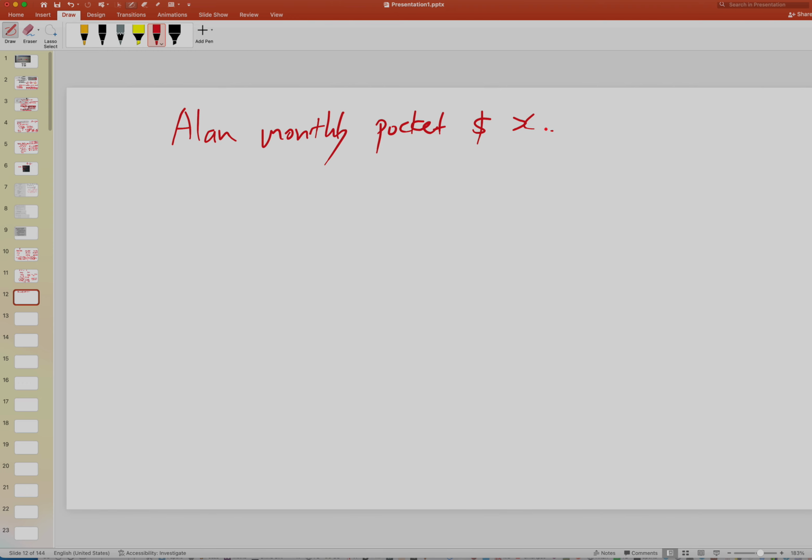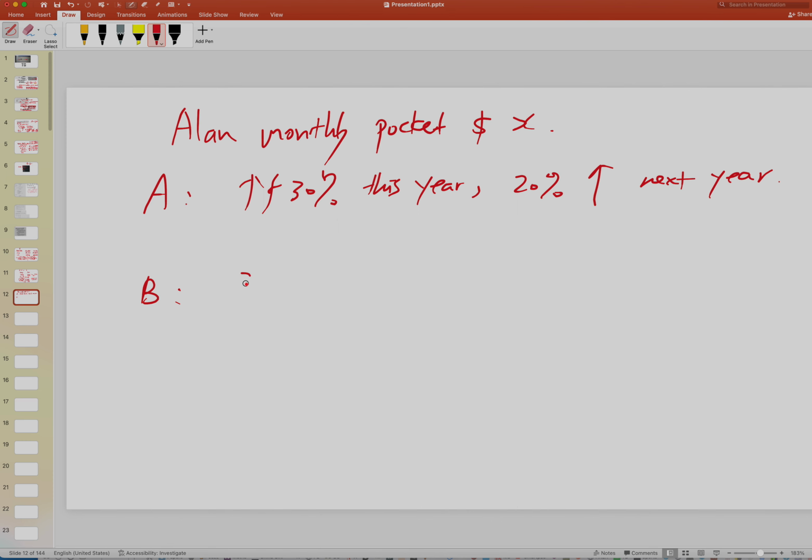And then two options. Either an increase of 30% this year, then 20% next year, or a 20% increase this year, 30% next year. So which one is a better deal?